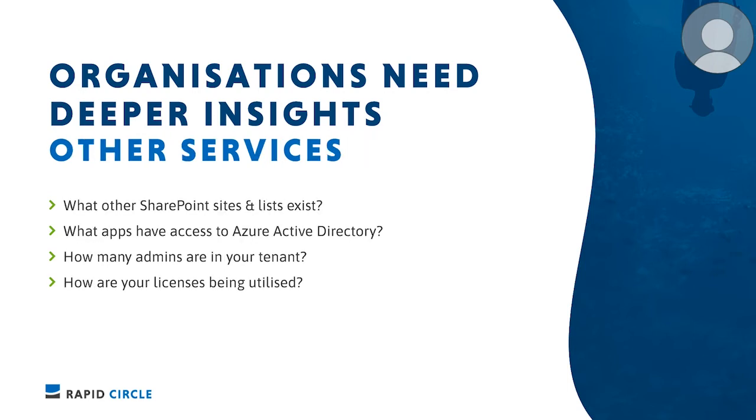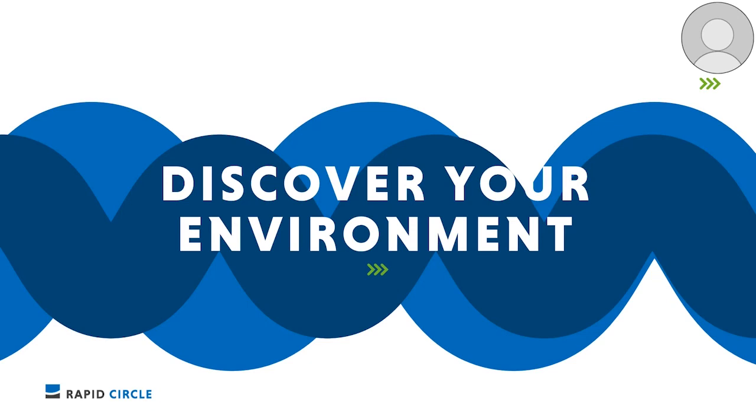Then we've got a bunch of other services that, as I said, what SharePoint sites exist, what apps have access to Azure AD, how many admins are in your tenant. Yes, you can go in and look at different admin roles, but it takes a lot of effort to figure out which admin has access to what, and if you're using something like Privileged Identity Manager, whether it's permanently active or whether they're simply eligible for it. We also want to know how our licenses are being utilized and whether we've got risks with our licenses, like perhaps we're heading towards a low license count for a mission critical license.